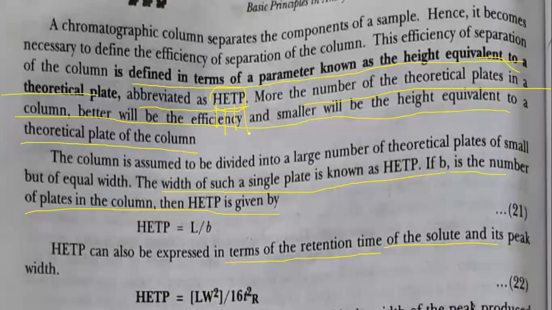Okay, as the number of theoretical plates increases, definitely the efficiency of the column increases. As the number of theoretical plates decreases, the efficiency of the column decreases. Theoretical plate is an imaginary concept. In this plate, assume this is one plate, and its height is the height equivalent to theoretical plate. This height is what we call HETP.